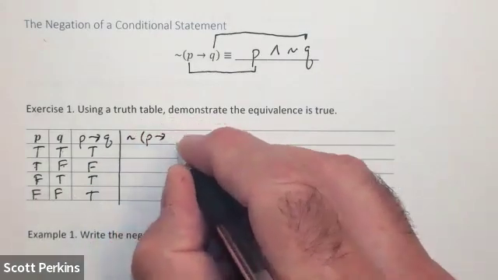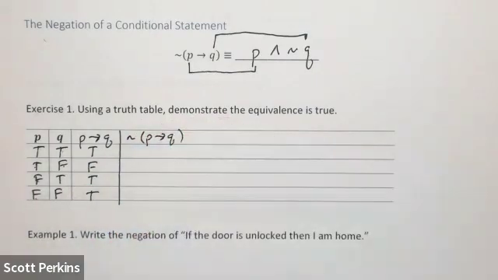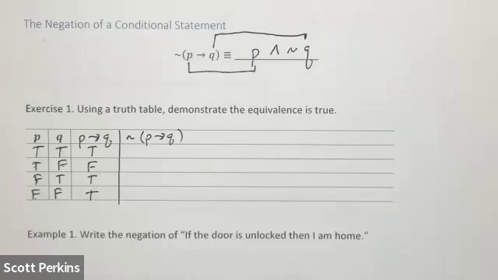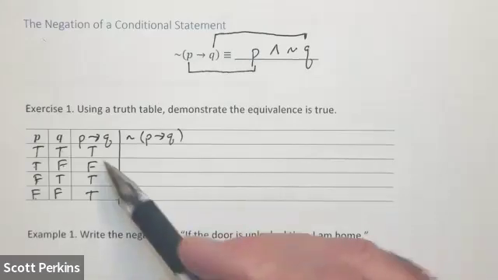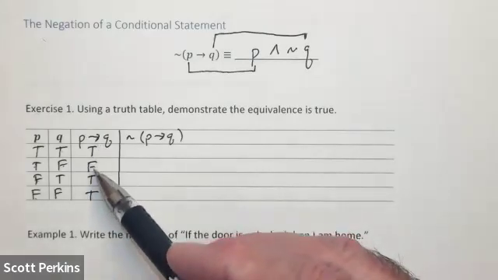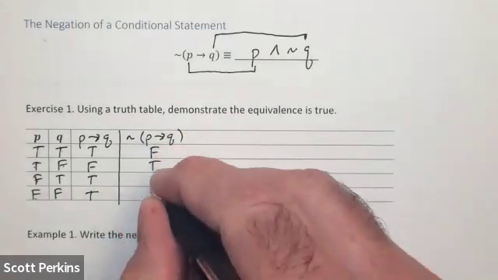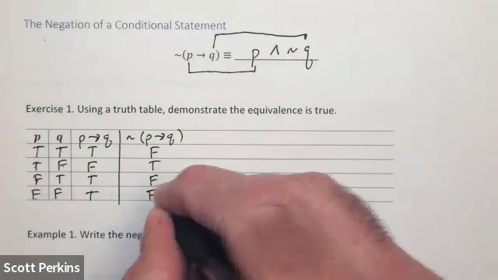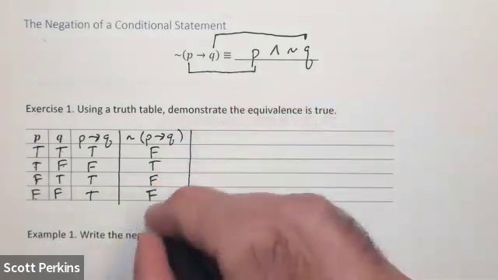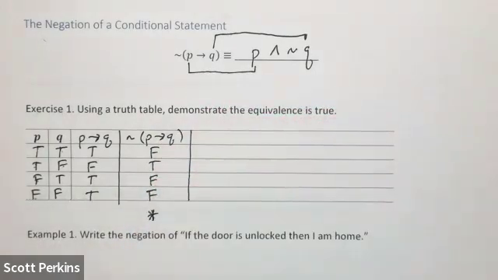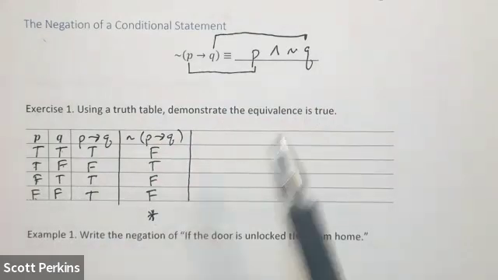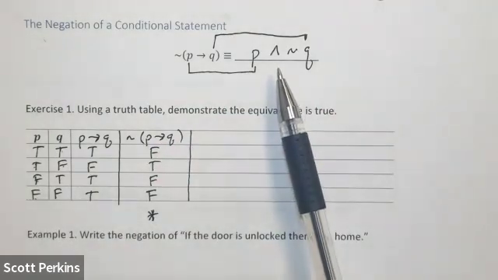So that's what it means to have parentheses and a squiggly on the outside. And so the negation just changes the value. So this column right here, that is TFTT, I am going to flip and make that FTFF. And there we go. And I'm going to put a little asterisk under that because that is the first of our 2 columns.